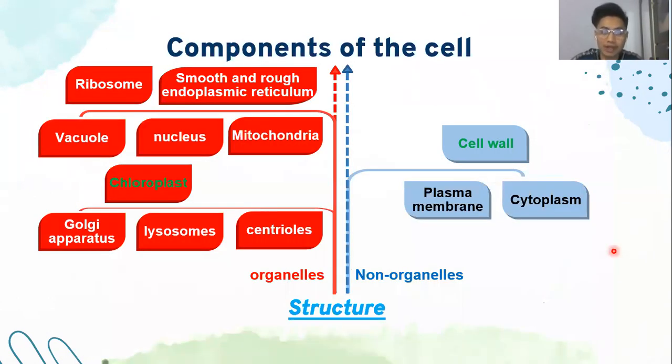So components of the cells are divided into two categories, which are organelles and non-organelles. First is organelles, which include ribosome, smooth and rough endoplasmic reticulum, vacuole, nucleus, mitochondria, chloroplast, which is only found in plant cells, Golgi apparatus, lysosomes, and centrioles. Next is non-organelles, which are the cell wall, which is only found in plant cells, the plasma membrane and cytoplasm.